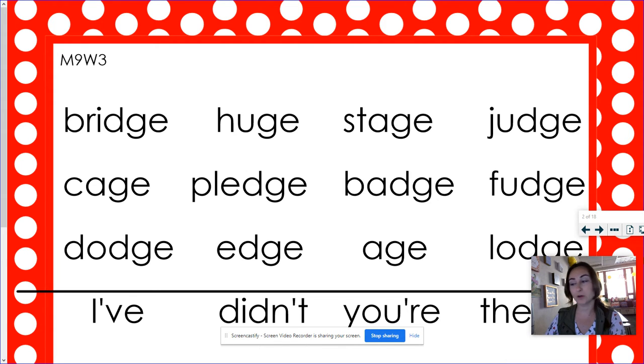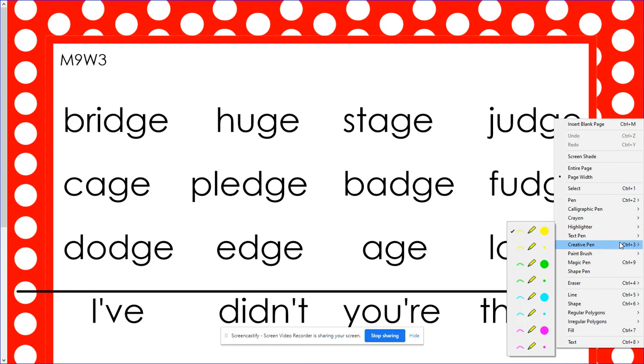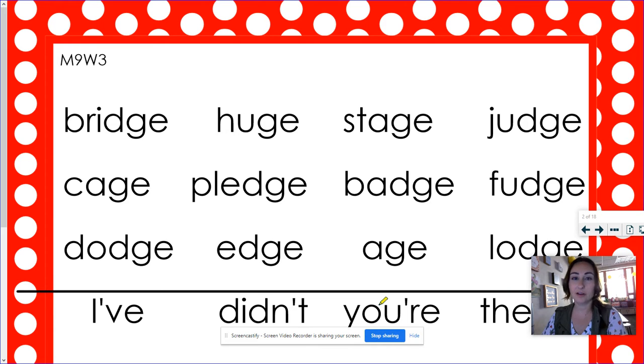Before we look at our review words, let's remind ourselves of the patterns we've got going on for this week. So with my blue highlighter, we're going to find all of the D, G, E, J words, like in bridge, dodge, pledge, badge, judge, fudge, lodge.